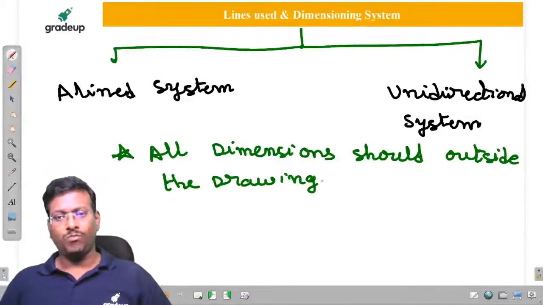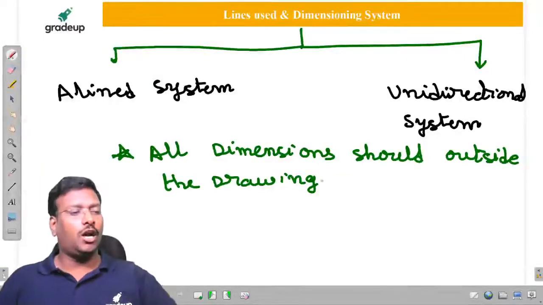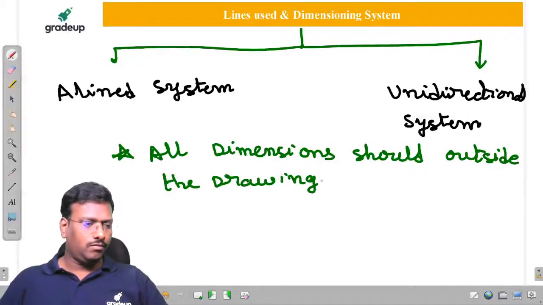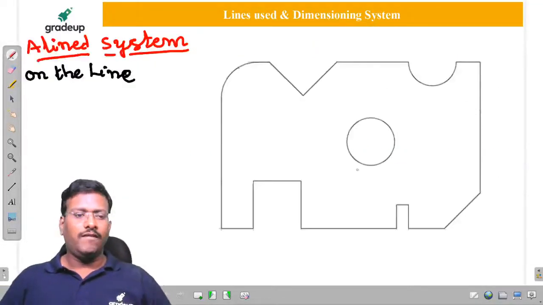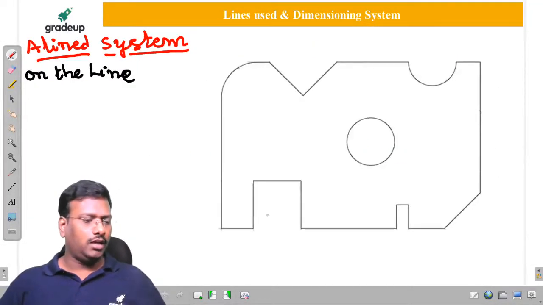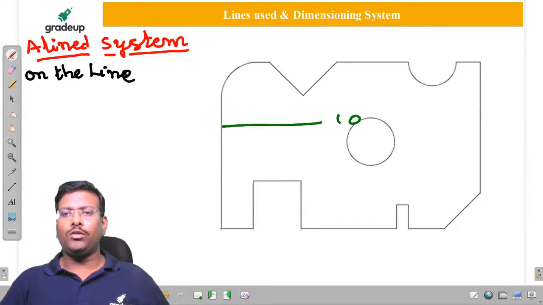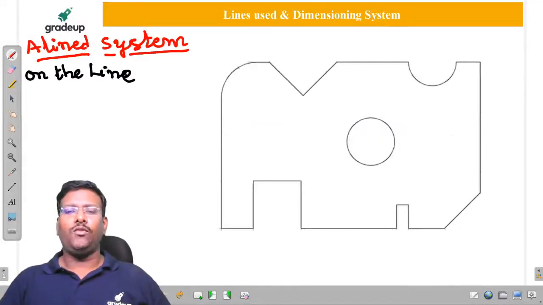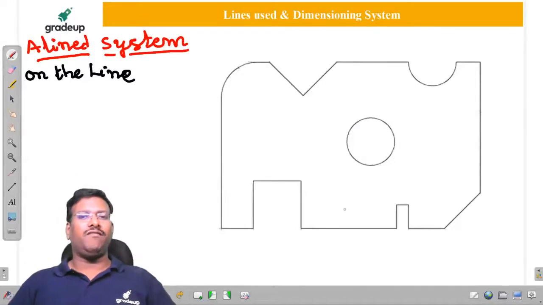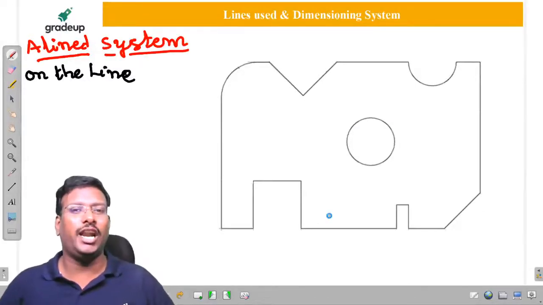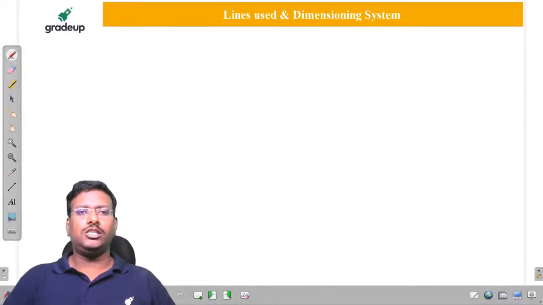Good, sir. Sir, how to bring the dimension outside? Very simple. Let us consider this is going to be 100. But how can we bring it? 100 is from here to here, sir. Therefore, we can bring it outside with the help of extension lines. This is going to be linear dimensioning.